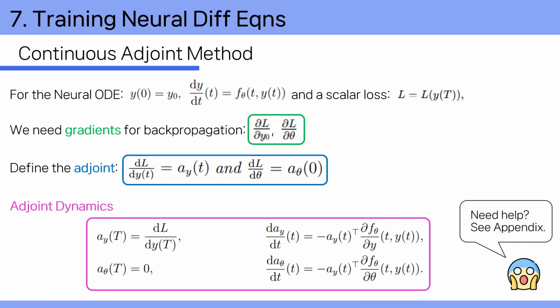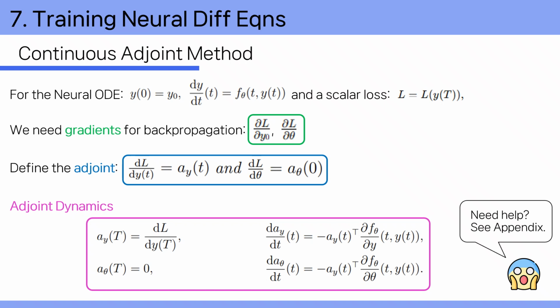Let's take a closer look at what the adjoint method actually does. When we train a neural ODE, we need the gradients of the loss with respect to the model parameters. Now, instead of storing every intermediate state during the forward path, the adjoint sensitivity method computes these gradients by solving an augmented ODE backwards in time.